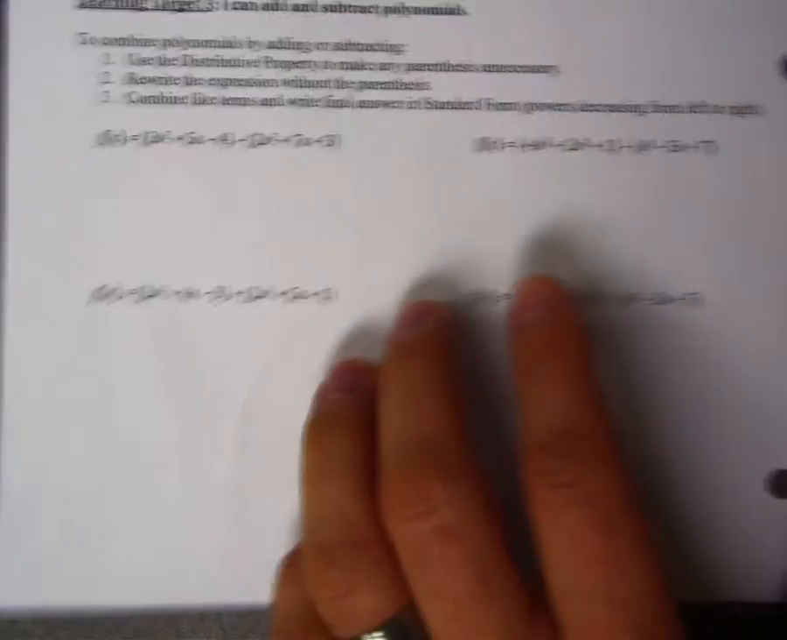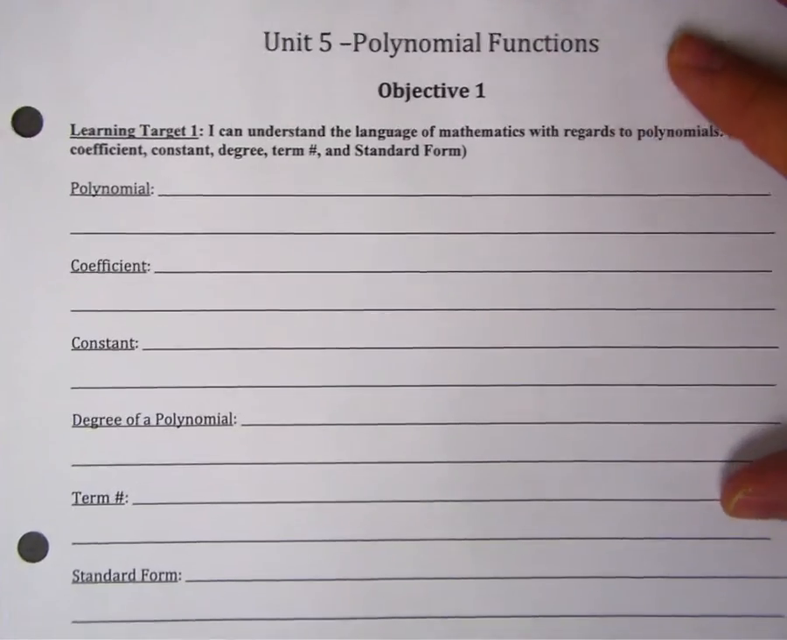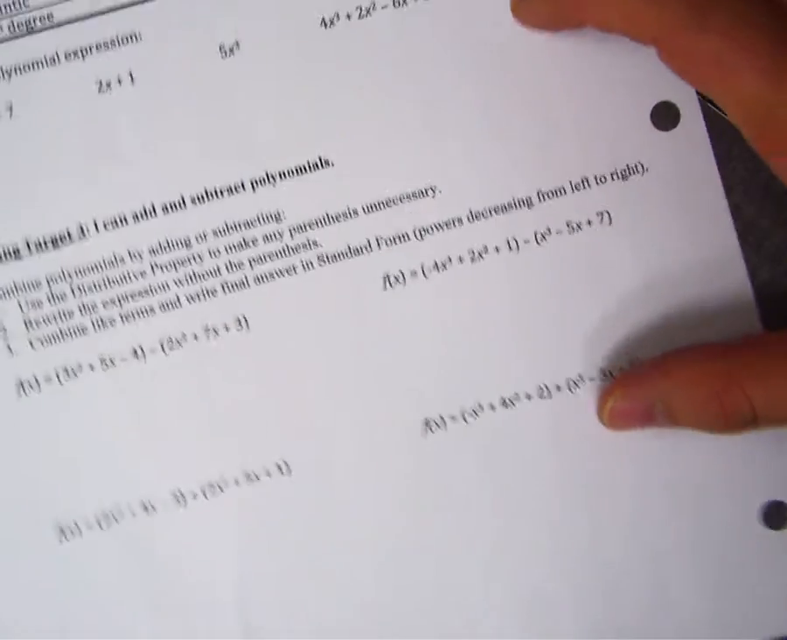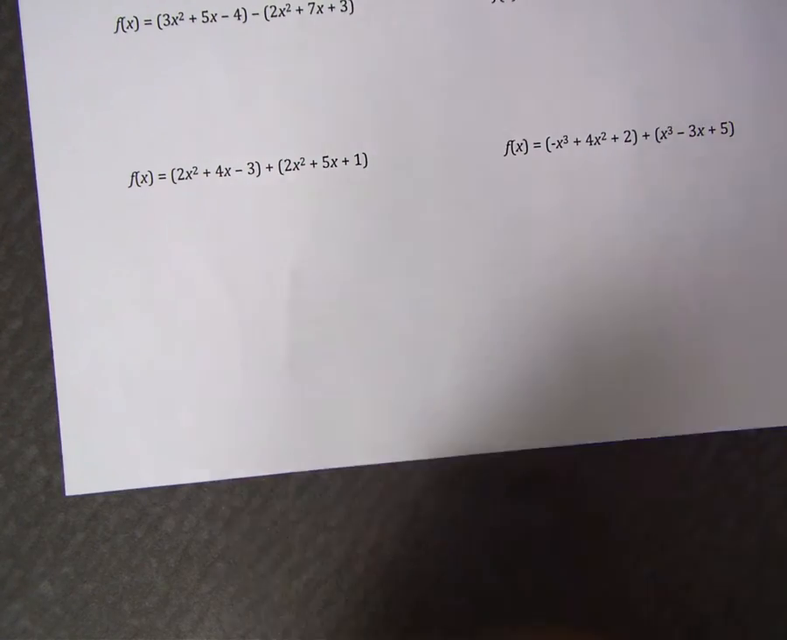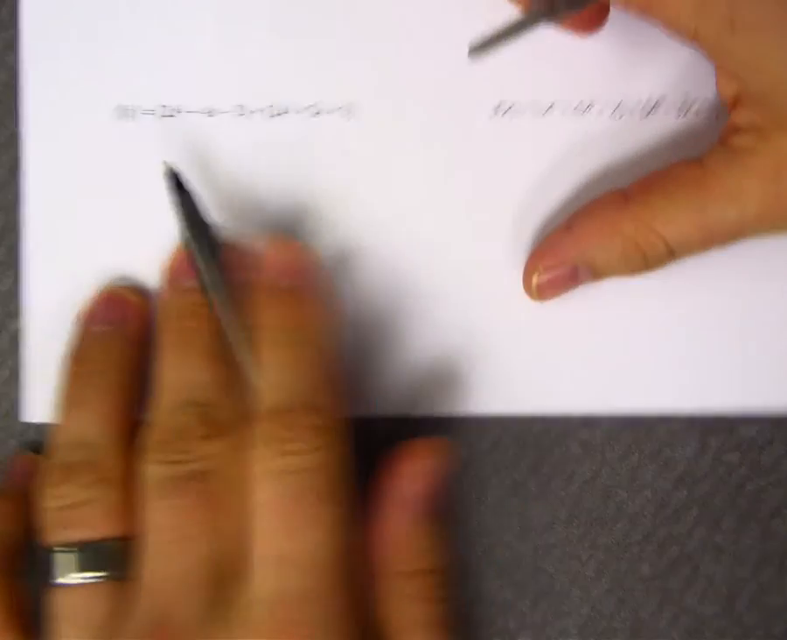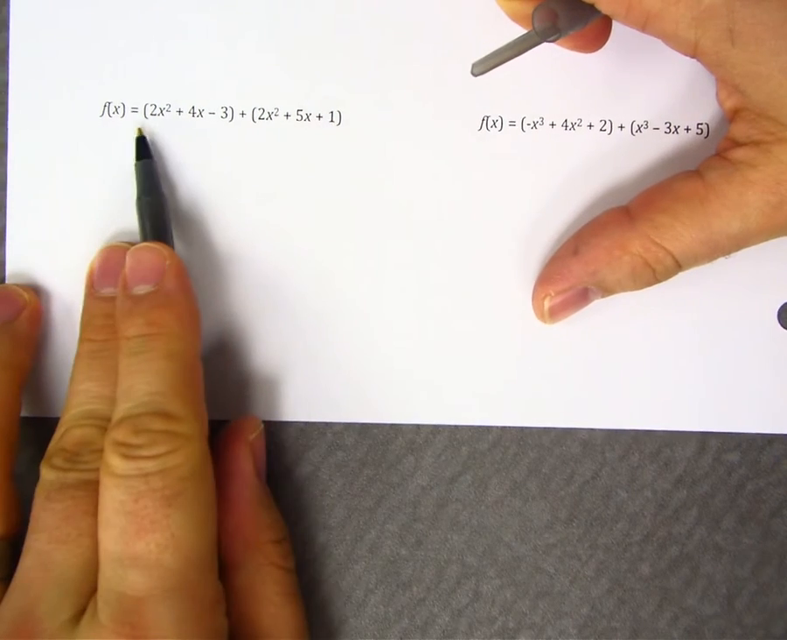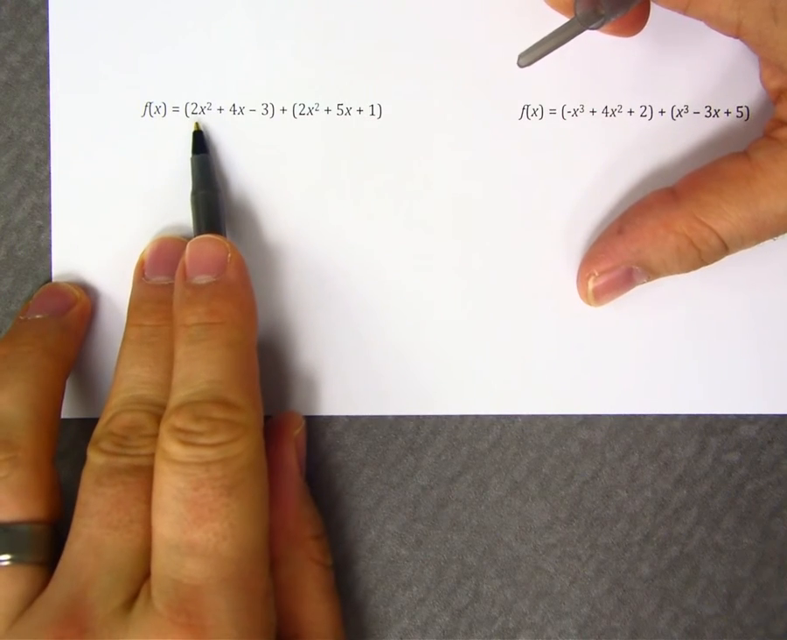Alright, so make sure that you have your note sheet out for Unit 5, polynomial functions, and what we are going to do is walk through some adding and subtracting polynomials. The first thing that we're going to do is start with one of the addition ones. So let's slide down here to the addition problem on the left hand side.